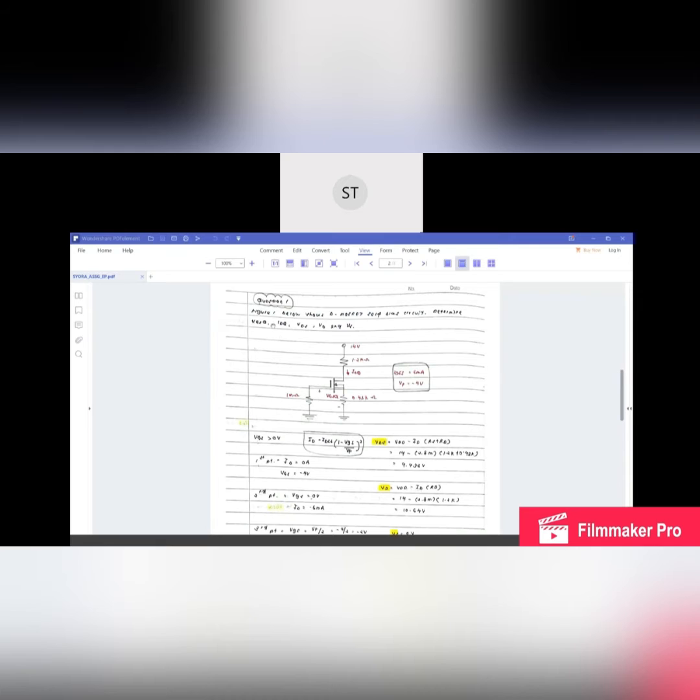Okay, this is question 1. Figure 1 below shows a D-MOSFET self-bias circuit. Determine VGSQ, IDQ, VDS, VD, and VS. Okay, this is the figure from the question.